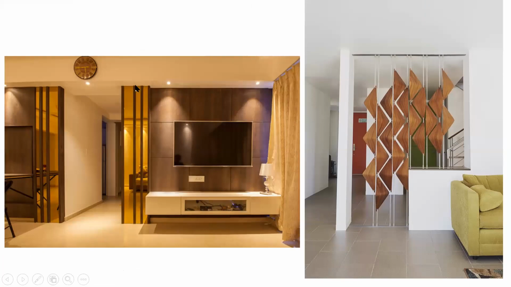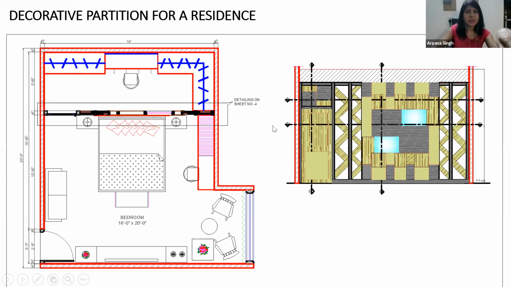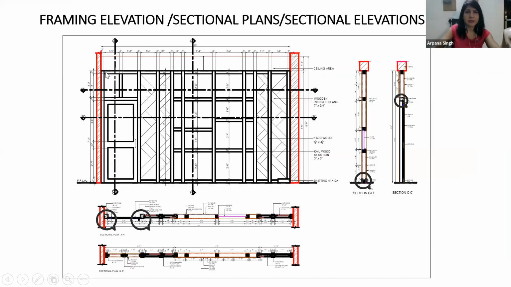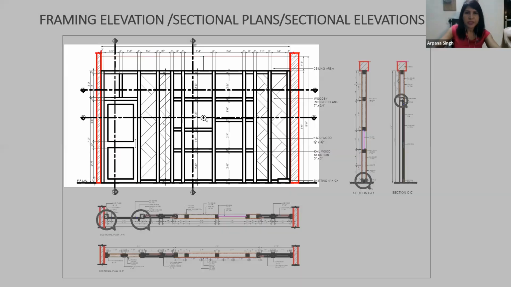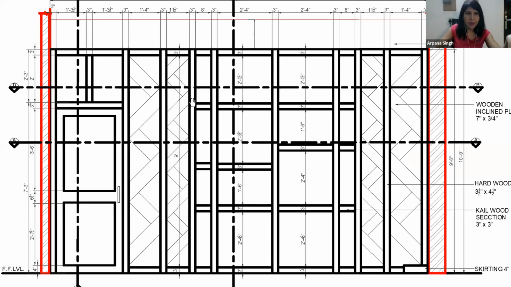So this is the elevation, and after this is the framing elevation of the same partition. Look how complicated it looks, and the way the framing has been worked out. The thick dark lines that you see are the framing, which has been created according to what the design is going to be like.